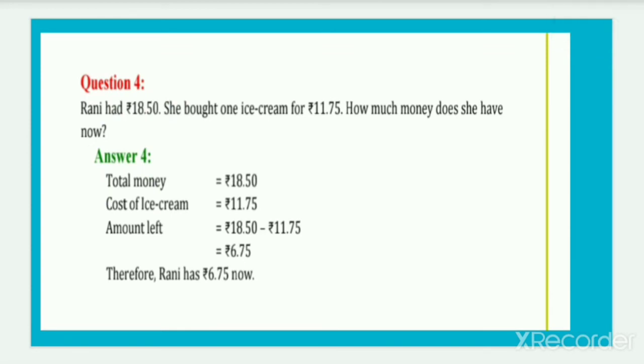Moving to the question number 4, we have Rani had 18.50 rupees. She bought one ice cream for rupees 11.75. How much money does she have now? So the total money she was having is rupees 18.50, and the cost of the ice cream was 11.75. So how much money is left with her? Amount left will be equal to rupees 18.50 minus rupees 11.75. So left amount will be rupees 6.75. Therefore Rani has 6.75 now.